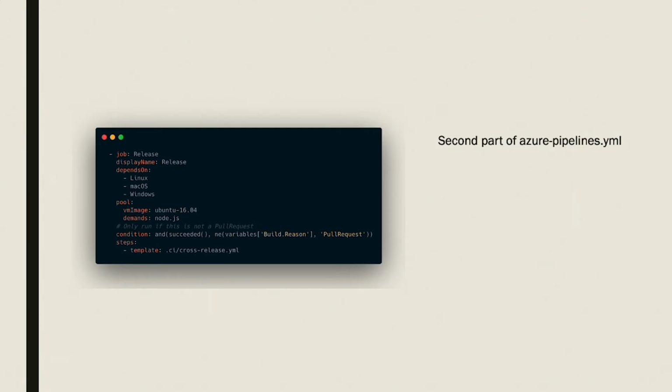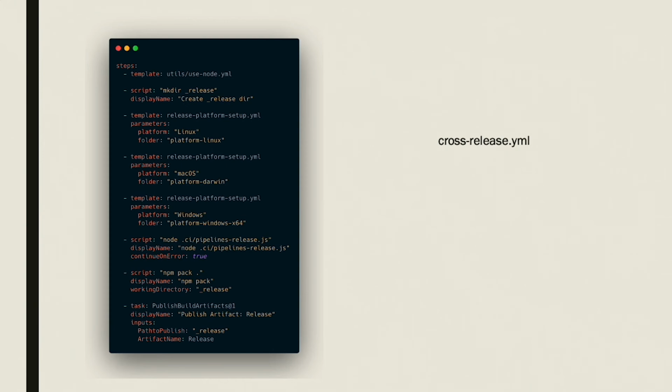So then, when we're done with testing a build, we go to the release. And this just says that we will not do a release if this is a pull request, so only releases for master and tags. Yeah, so in this cross-release template, it's a really bad name, I realize, we just create a release directory.